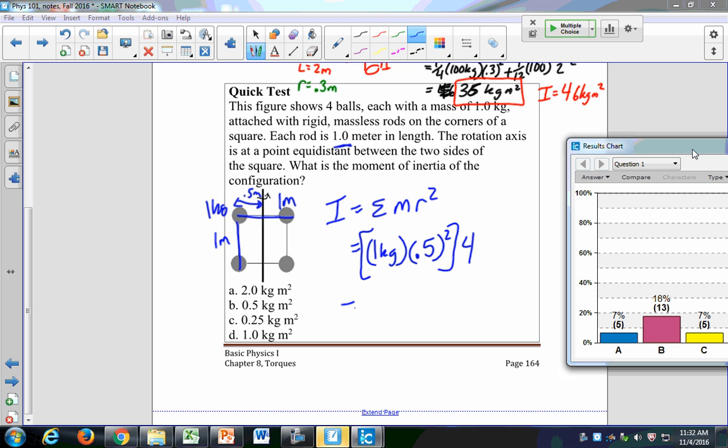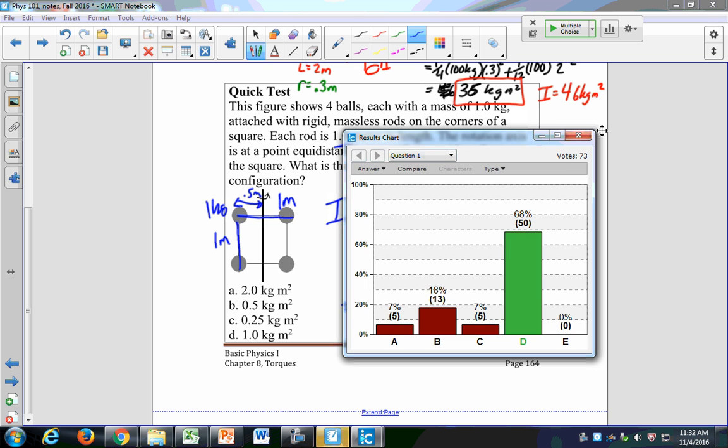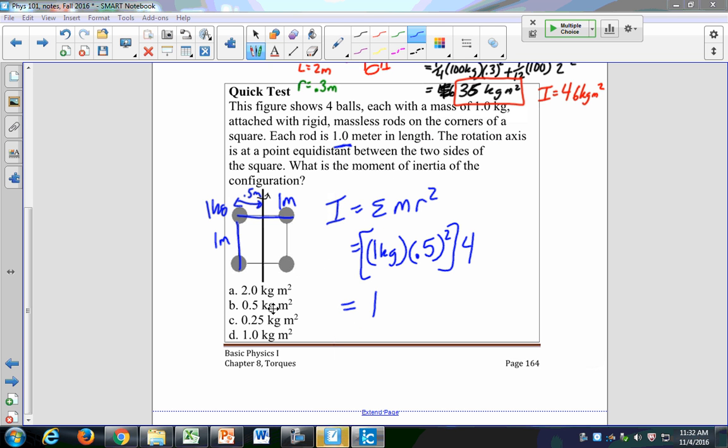So this answer worked out to be, let's see, 1/4 times 4, works out to be 1, which is D. And a lot of you put B. I don't know why you put B. Anyway, the answer here is 1. Okay, that's kilogram meter squared.